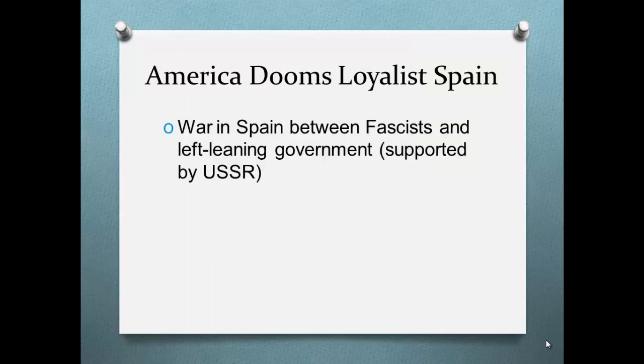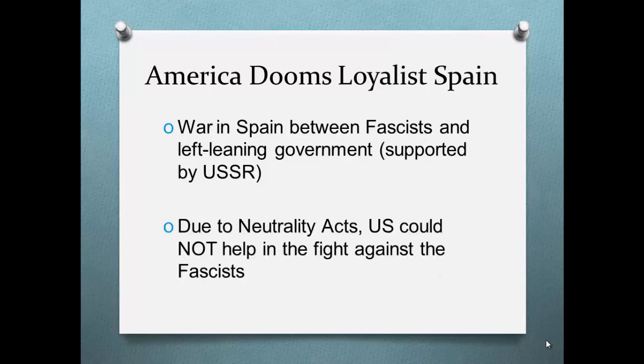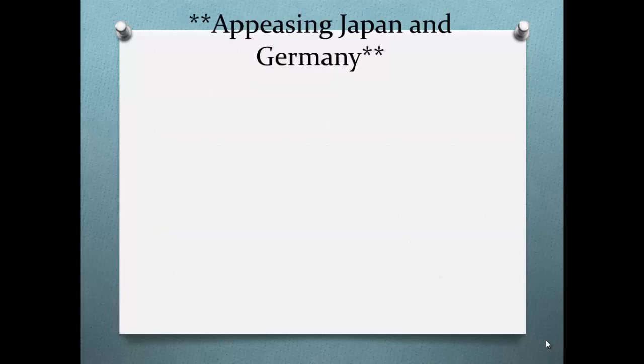So there's even a civil war kind of breaking out in Spain, between the fascists and the left-leaning government, which is supported by the USSR. And the fascists are supported by Germany. And due to the Neutrality Acts, the U.S. could not help in the fight against the fascists. So the U.S. could have had an opportunity to provide help against the fascists, but because of the Neutrality Acts, they couldn't, and Spain was doomed.